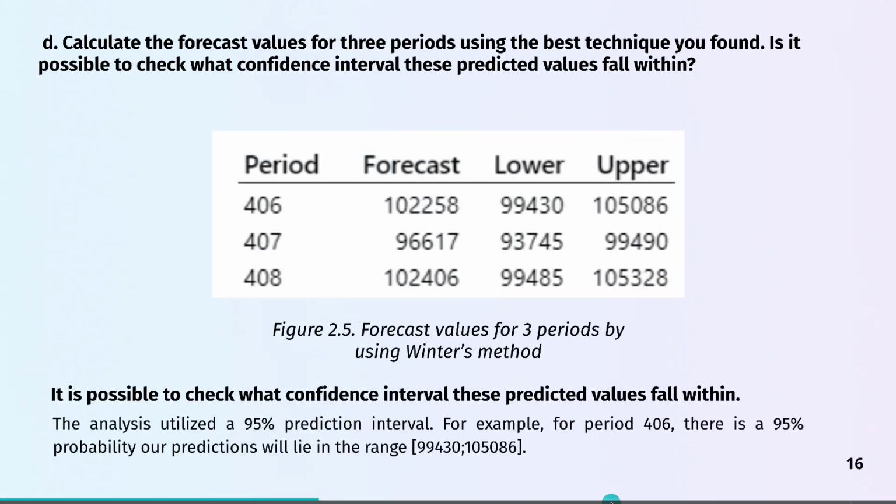So here is the forecast value for 3 periods by our best technique, the Winters method. You can see it's possible to check the confidence interval for these predicted values. You can see the lower and the upper in our forecast value result. So it means that there's a 95% probability that our prediction will lie in that range from the lower to the upper.